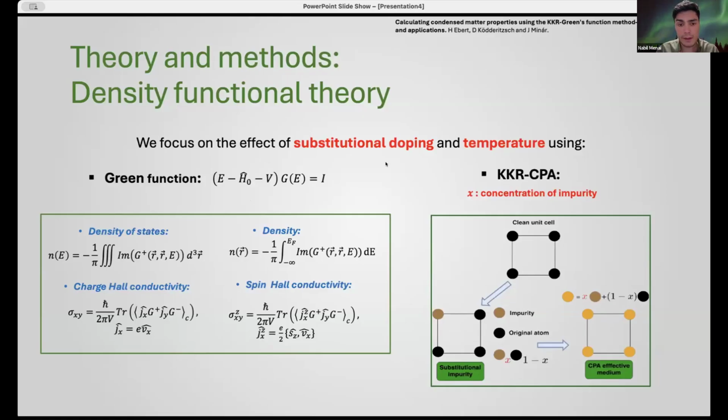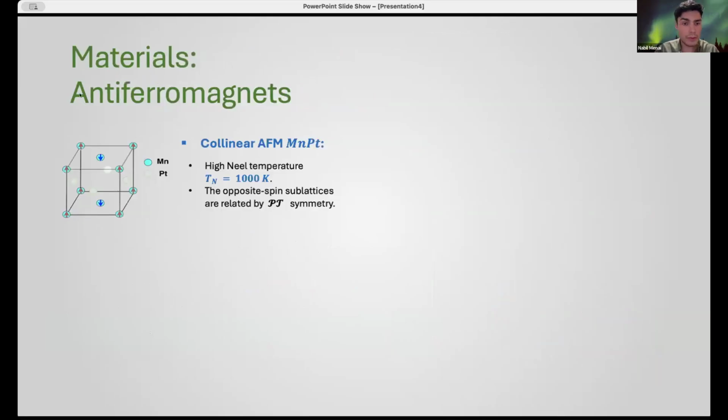So the materials that we studied in our work are based on manganese platinum. It has a very high Néel temperature of 1000 Kelvin, which means that the magnetic configurations can be maintained up to very high temperature.